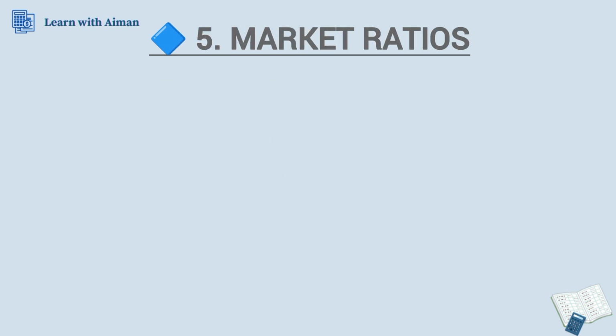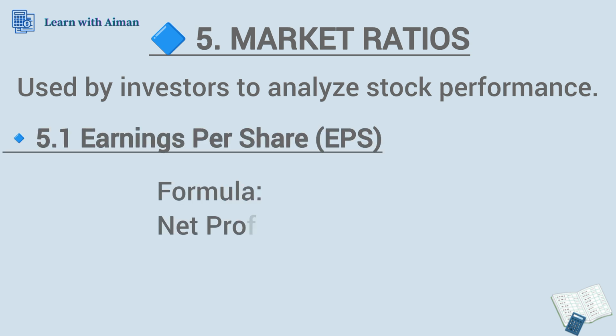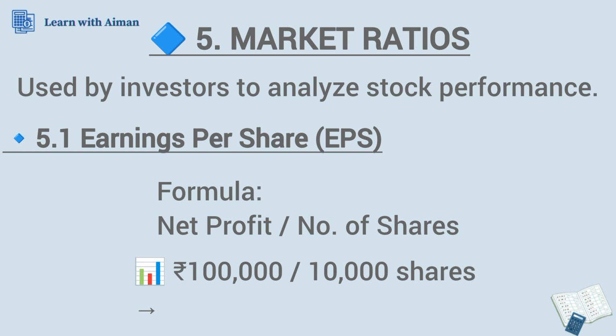Next, we have our market ratios, used by investors to analyze stock performance. Earnings per share: net profit over number of shares. Let's say we have net profit of 100,000 rupees and number of shares of 10,000 shares. So we got our earnings per share equal to 10 rupees.